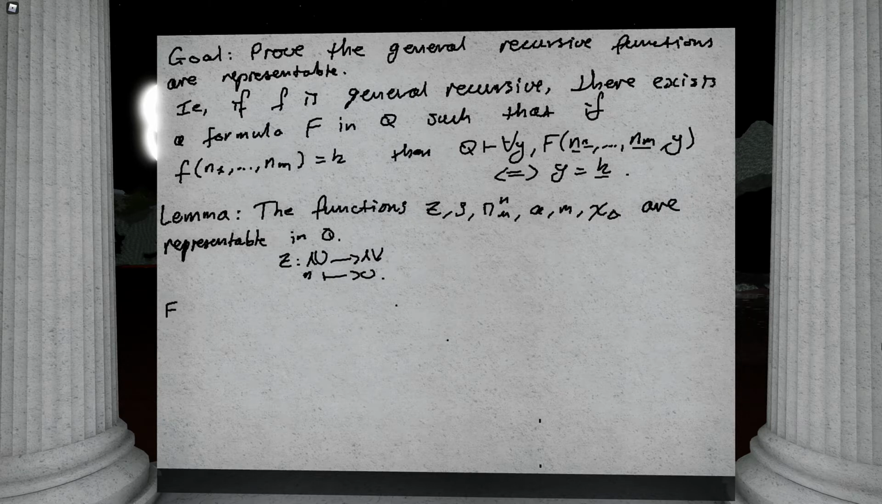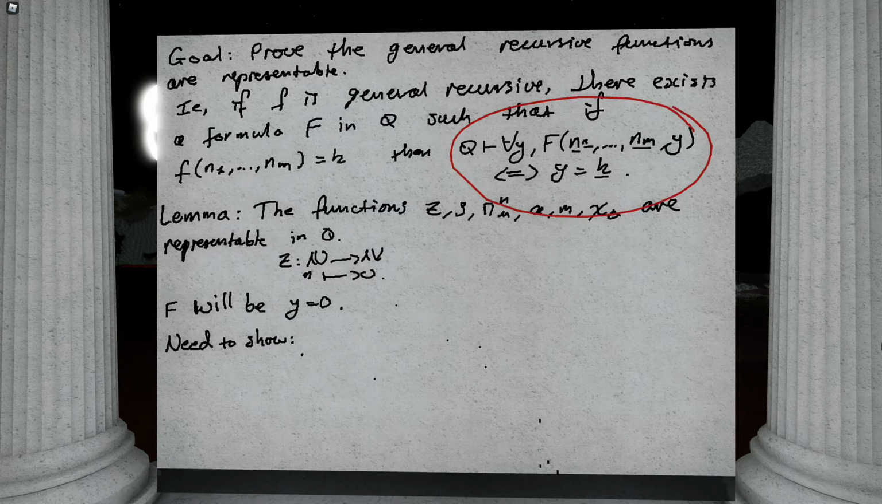Now, the formula F that I'm going to take is just the formula that y is equal to 0. Okay? And so now what I need to show is that Q can prove for all y, y is equal to 0 if and only if y is equal to 0. Right? So that's obviously going to be pretty trivial, but I can show you the proof tree associated to it.